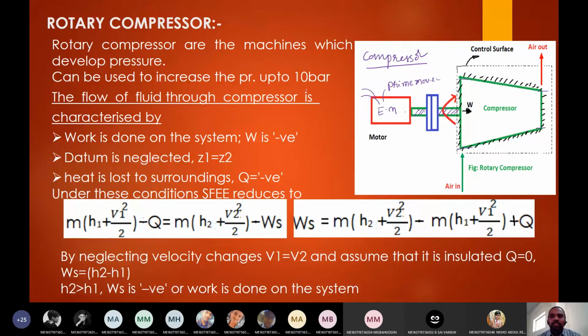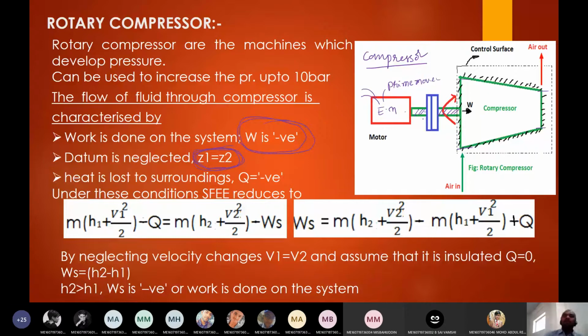Okay, right. Let us assume datum or same level, Z1 is equal to Z2. We are assuming that inlet and outlet are at the same condition. If work is done on the system by the electric motor, therefore W is negative according to the sign convention. Let us say the compressor is perfectly insulated.